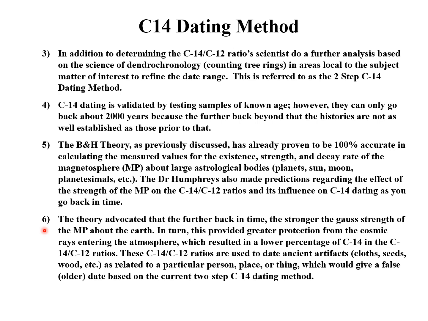So it resulted in a lower percentage of C14 in the carbon-14, carbon-12 ratios. These C14, C12 ratios are used to date ancient artifacts, cloth, seeds, wood, as related to a particular person, place, or thing, which would give a false, older date based on the current two-step C14 dating method.